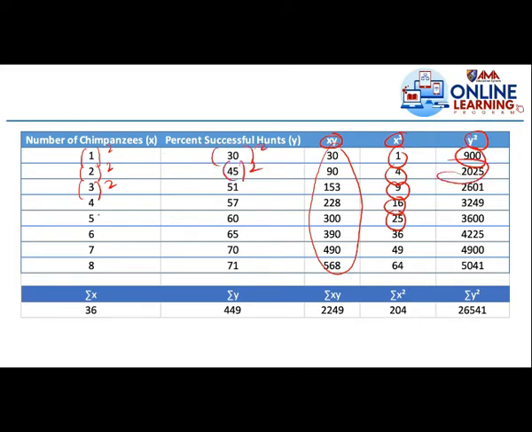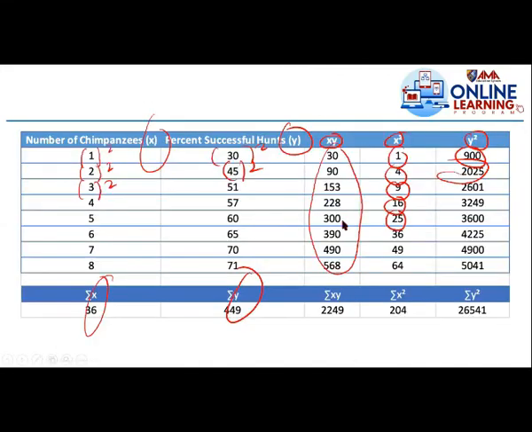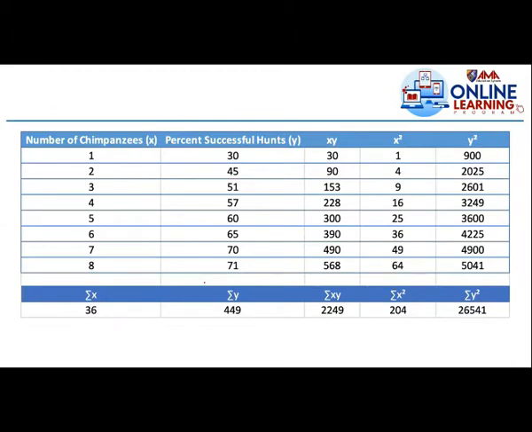Then, after that, kunin mo yung summation. Summation ng x, which is 36. Summation ng y is 449. Summation of xy, sorry. The summation of xy is 2,249. So, ginawa lang ang sum nito. So, 204. Ito, kinuha lang ang sum. This is 26,541. Then, after that, you get the slope and the y-intercept.